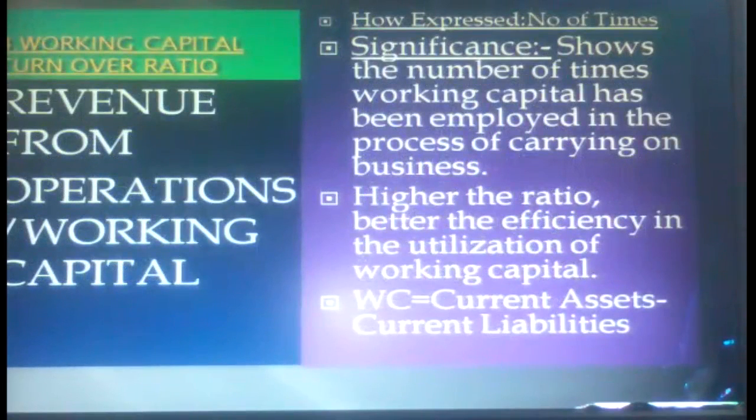Then the fourth one, it's a very important one: working capital turnover ratio. Here also, revenue from operations divided by working capital. That is the formula. Here the expression is also number of times. The significance is that it shows the number of times working capital has been employed in the process of carrying on business. Working capital means nothing but our current assets minus current liabilities. That's the main significance. It shows how our capital is employed in carrying on the business to get our revenue from operations. So naturally, the higher the ratio, the better the efficiency in the utilization of working capital. Working capital is current assets minus current liabilities.